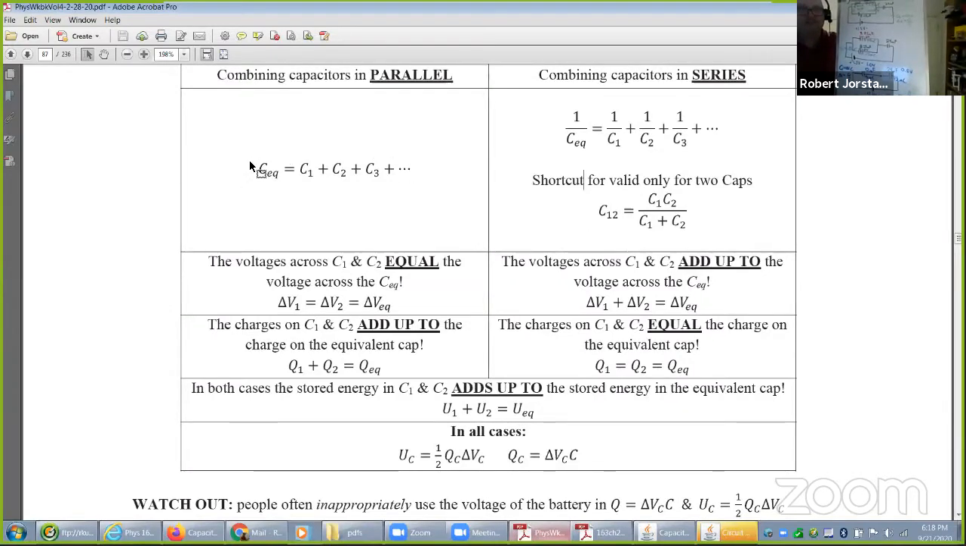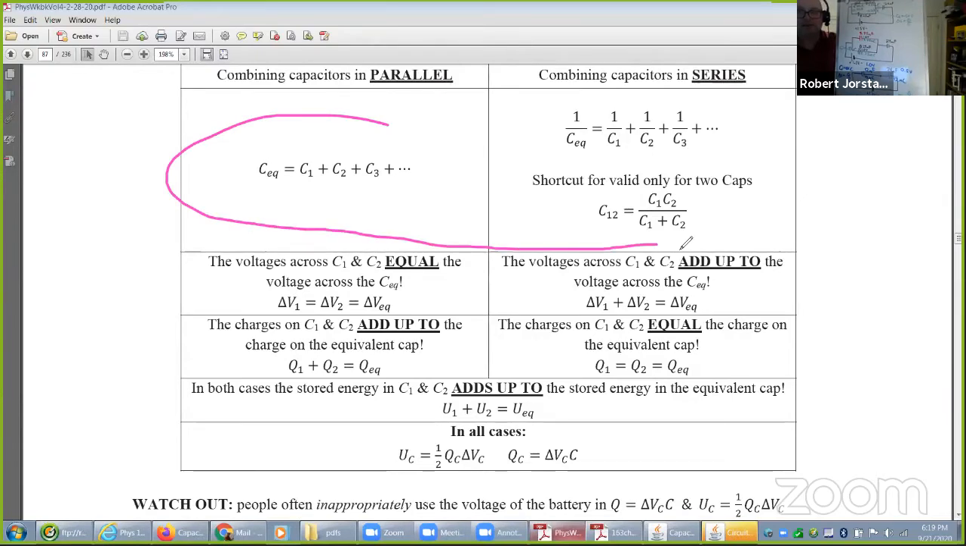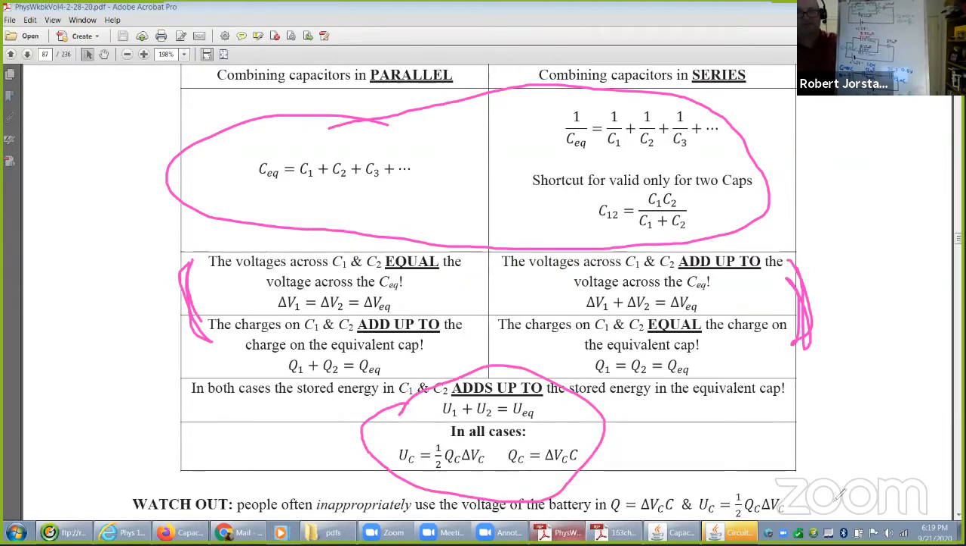The idea is you use this to figure out the equivalent capacitance. Then when you're working your way backwards, you either use this if you did a parallel rule, or this if you did a series combination. And in all cases, you get this down here. Is that helping out a little?